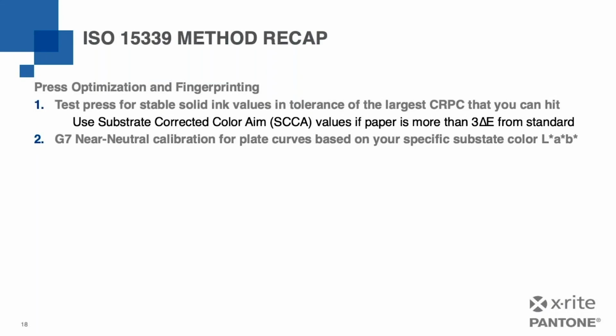Just a little recap here. The press optimization fingerprinting involves a test run of the press to achieve stable solid ink values that are within tolerance of the largest CRPC that you can hit. You're going to use the substrate corrected color aim values if the paper is greater than 3 delta E from the standard. Then you're going to perform a G7 near neutral calibration for the plate curves based on your specific substrate color LAB.